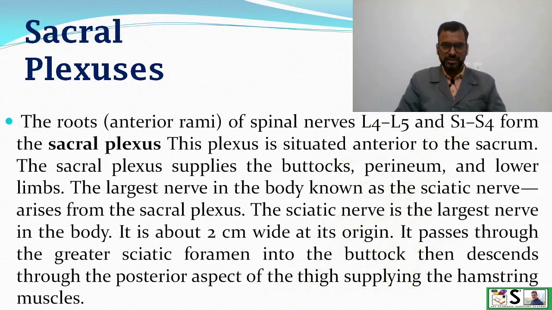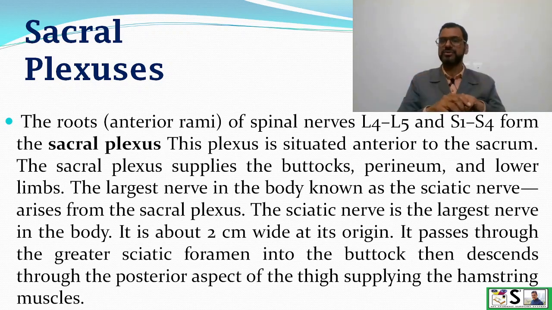Sacral plexus. The roots of spinal nerve L4 to L5 and S1 to S4 form the sacral plexus. This plexus is situated anterior to the sacrum. The sacral plexus supplies the buttocks, perineum and lower limbs. The largest nerve in the body is known as sciatic nerve, which arises from the sacral plexus.